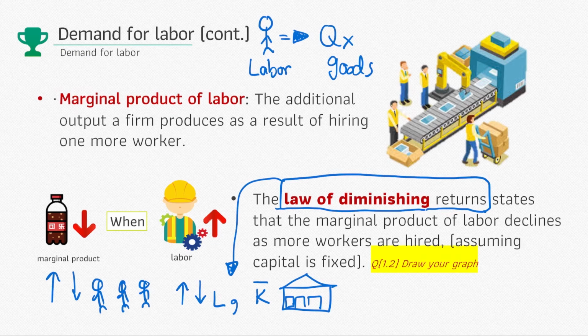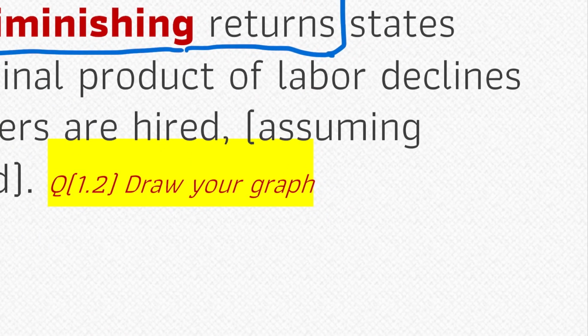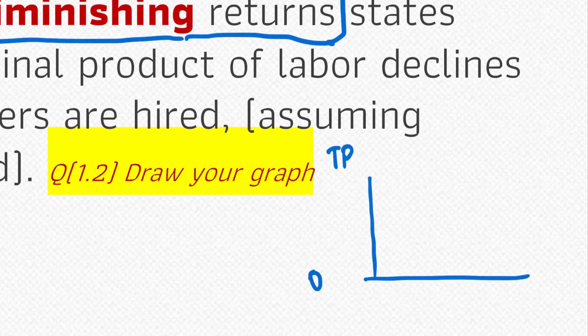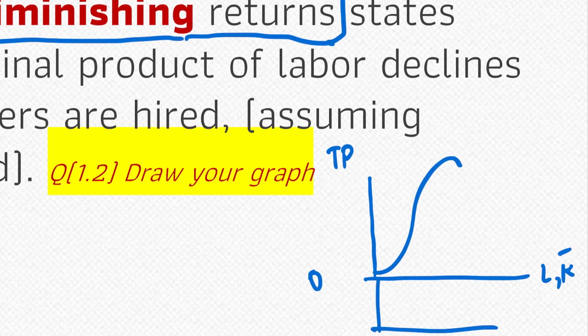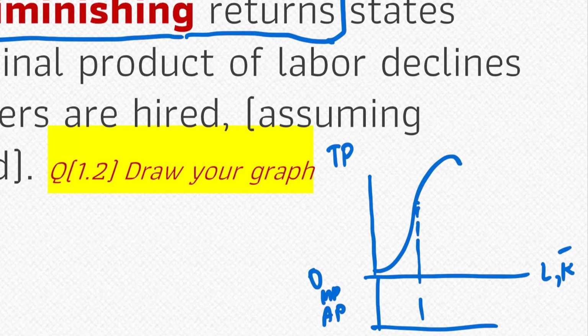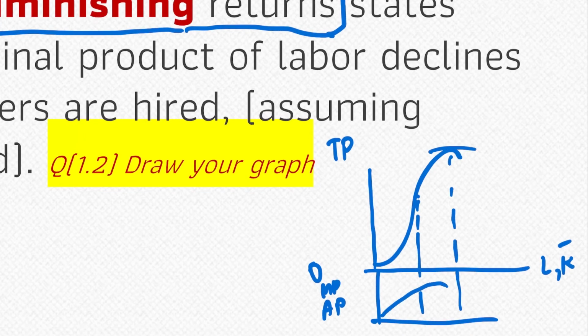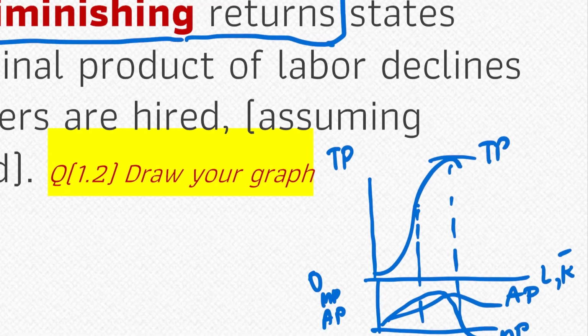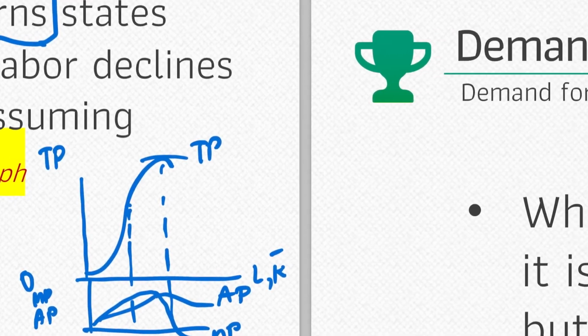So, quiz number 1.2, you will draw the graph to show the diminishing returns. As I hinted, your graph should present TP, L, and K, and the S-curve, remember? And MP and AP, marginal product, average product. At the maximum of TP, the marginal product is equal to 0. You have to explain this graph with MP, AP, and TP.